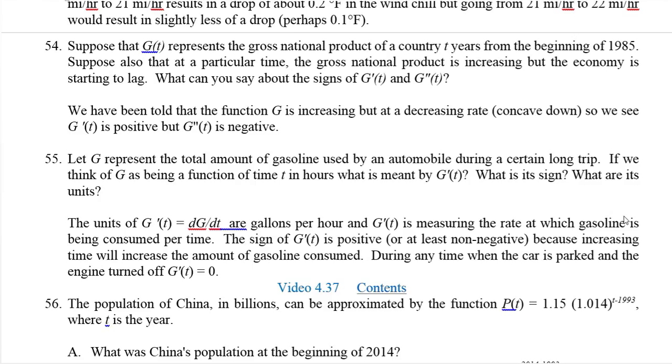The population of China in billions can be approximated by the function P of t equals 1.15 times 1.014 to the power t minus 1993, where t is the year. So if the year is 2017, you put 2017 in place of t. What was China's population at the beginning of 2014?